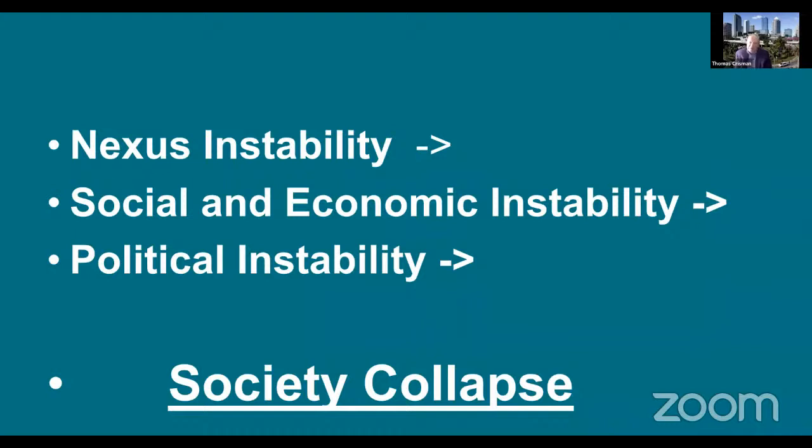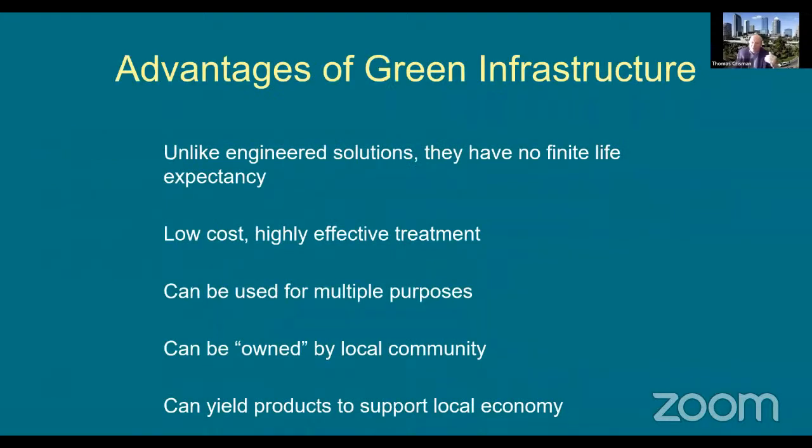So in summary of this, nexus instability leads to social and economic instability, leads to political instability, leads to society collapse. And this happens in both dry and wet countries. But we have to figure out ways to reuse water, to use it more efficiently. And one of the ways is through green infrastructure, which can be owned by the local community. Unlike traditional engineering, these are natural systems that can go on forever.